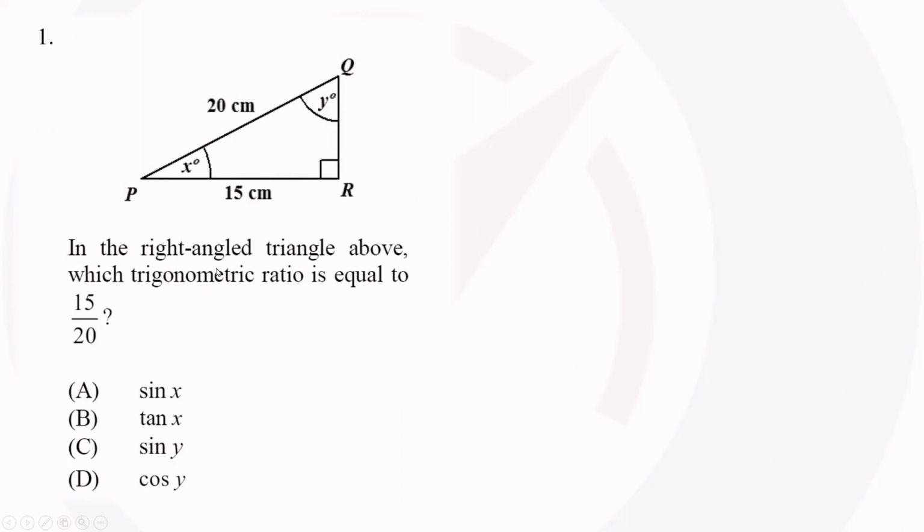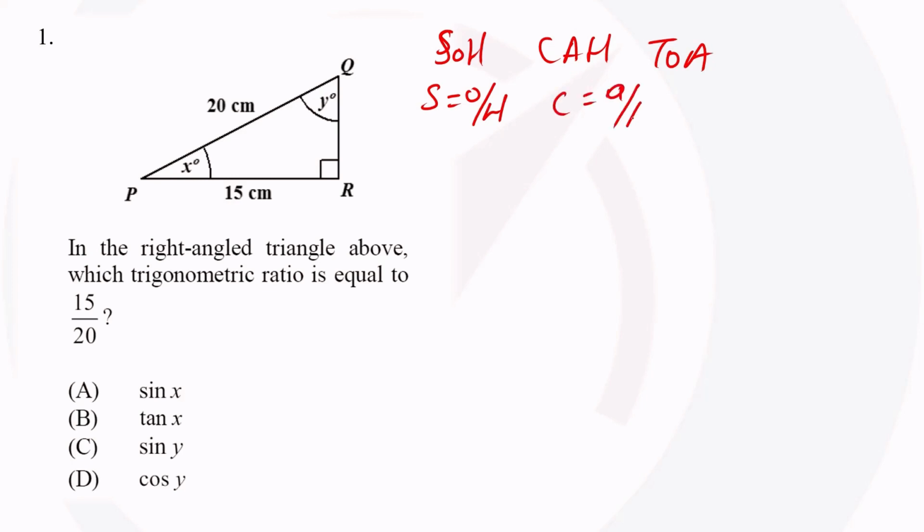In the right angle triangle above, which trigonometric ratio is equal to 15/20? So let's recap our trig ratios. We know our regular formula, SOH CAH TOA. This means sine is equal to opposite over the hypotenuse, cosine is equal to adjacent over hypotenuse, and tan is equal to opposite over the adjacent.